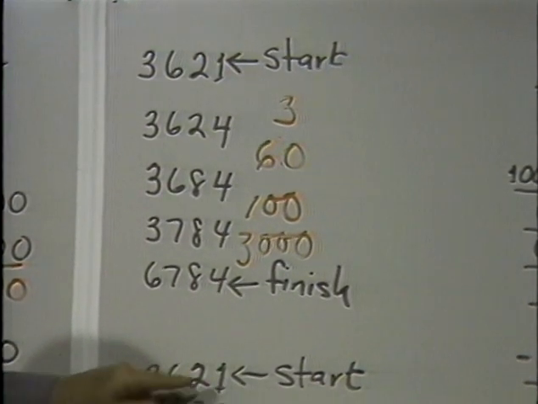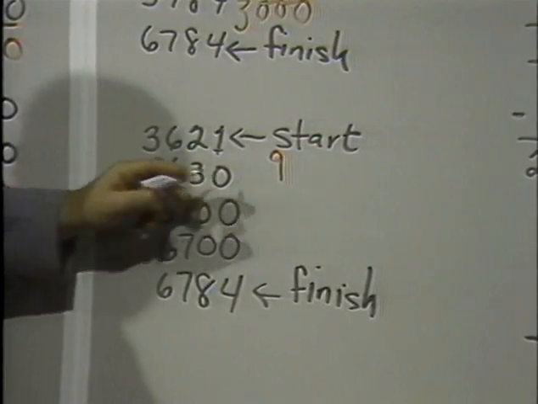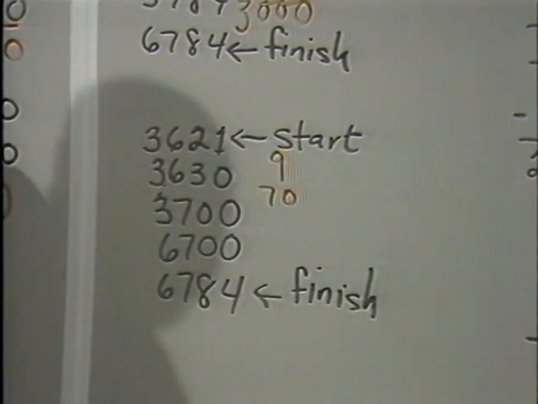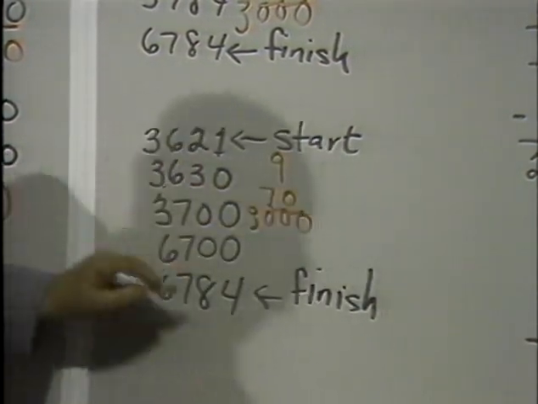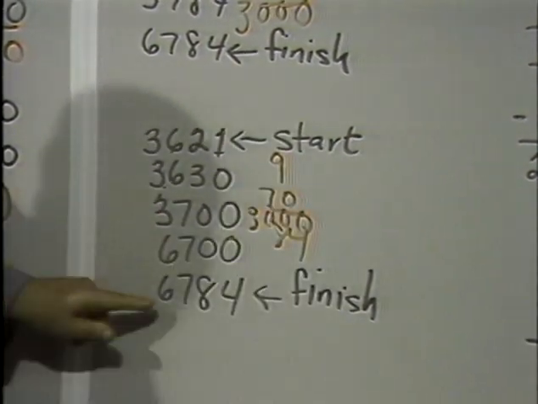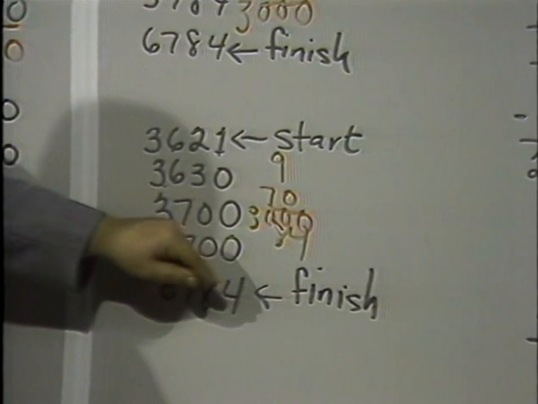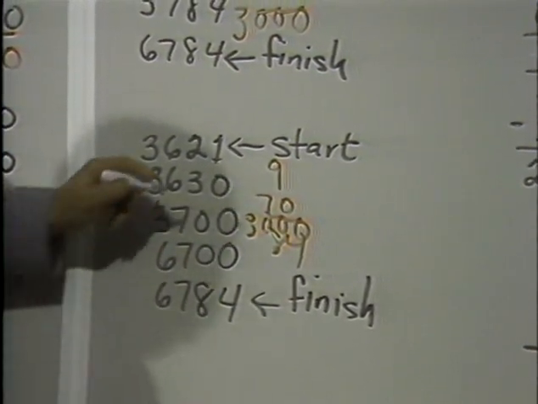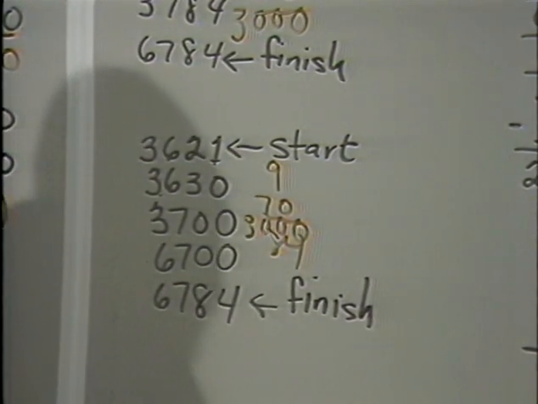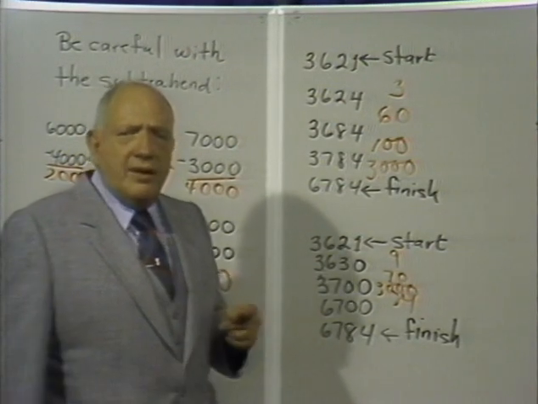I could have said, look, I'll start with 3,621. If I add on 9, that will bring me up to 3,630. If I add on 70, that will bring me up to 3,700. If I add on 3,000, that will bring me up to 6,700. And now if I add on 84, that will bring me up to 6,784. What did I add on here altogether? I'll leave this for you to do as an exercise, but basically all I want you to see is that no matter how you get from here to here, you're still going to be adding on 3,163.